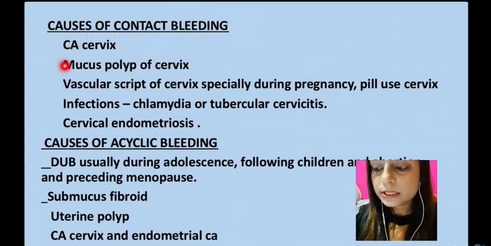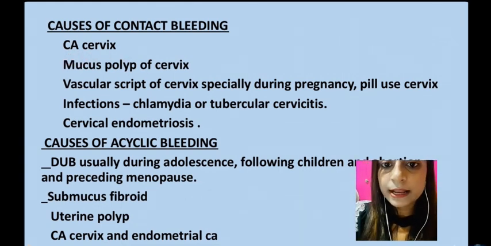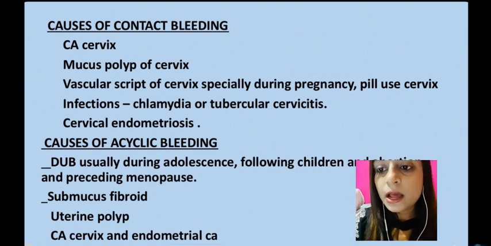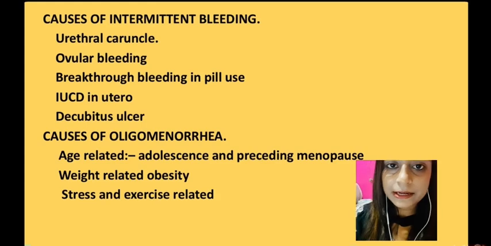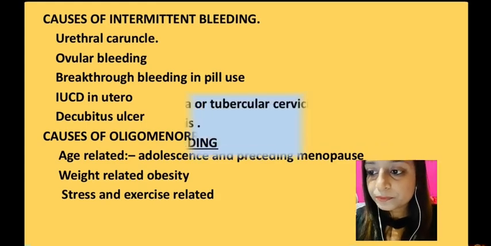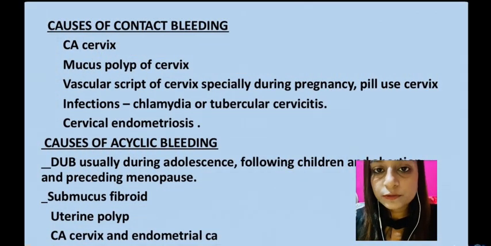Next we'll see the causes of contact bleeding. There are certain 4 categories here that I'll be explaining: the causes of contact bleeding, causes of cyclic bleeding, causes of intermittent bleeding, and causes of oligomenorrhea.